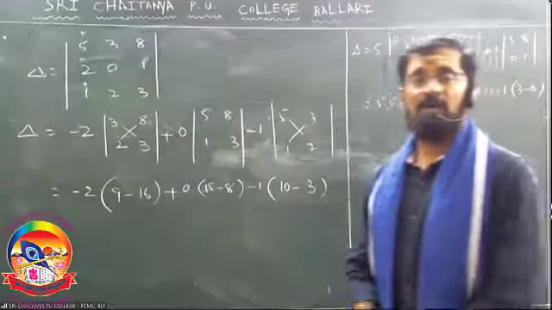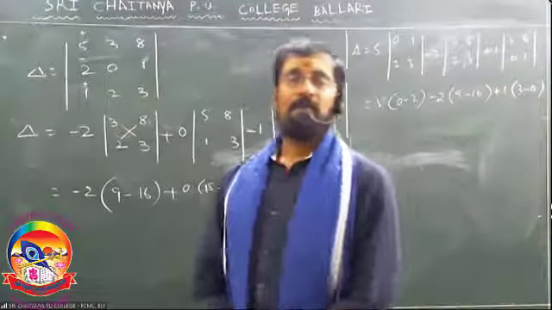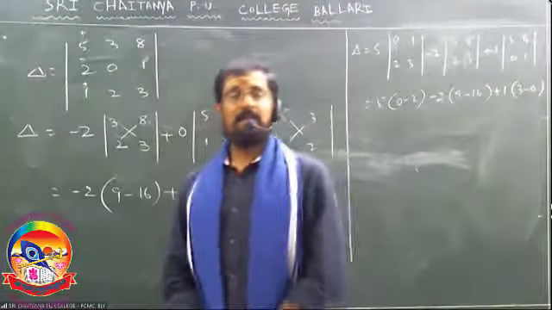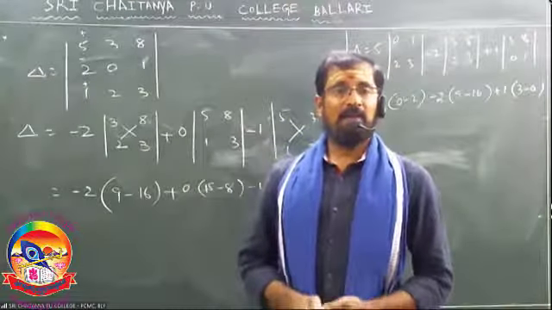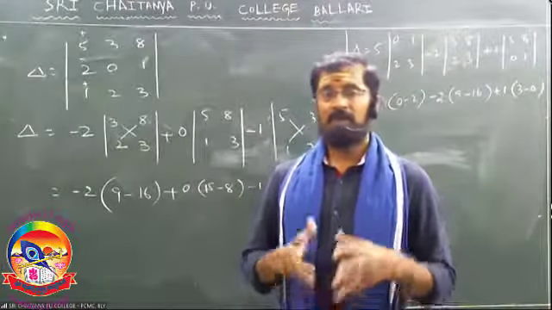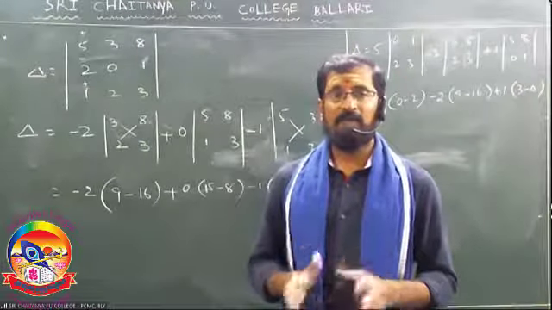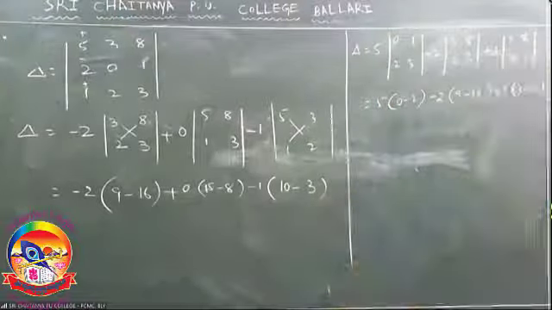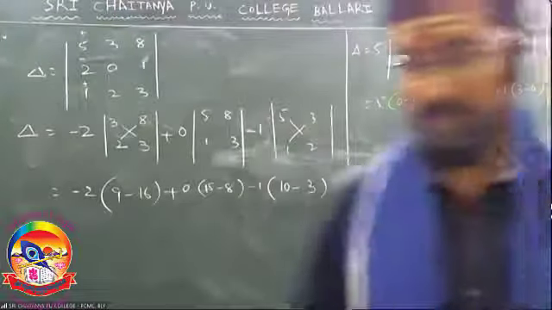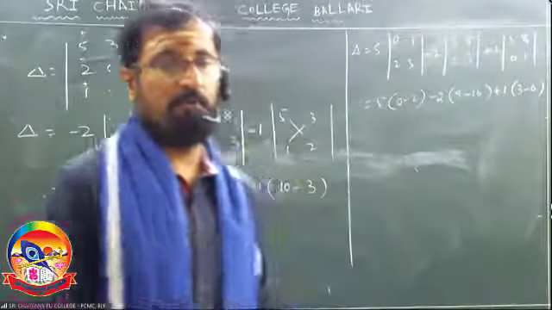And what is in the first property? You know very well that any row and any column can be used to find out the determinant of any matrix, right? Hope you understood. Copy this. I hope you understood this one. I am going to write the next problem on the board.